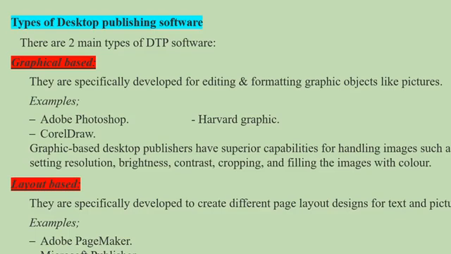Examples of this, we have Adobe Photoshop, CorelDRAW and Harvard Graphics. Therefore, graphical-based desktop publishers have superior capabilities for handling images, such as setting resolution, brightness, contrast, cropping, and filling the image with color. Therefore, graphical-based DTP is specialized in dealing with objects like pictures, that is, editing and formatting of the same.